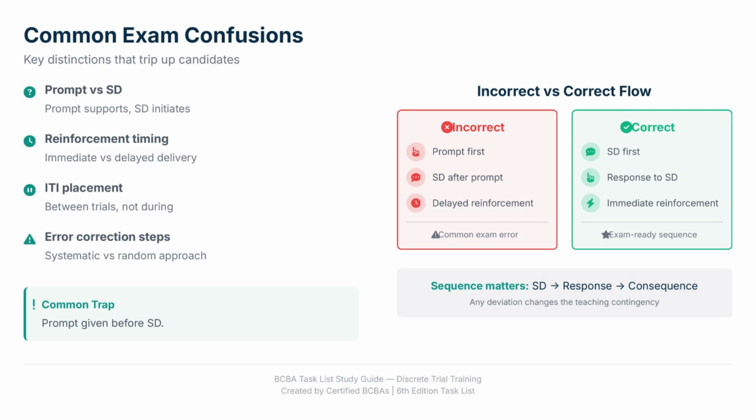This slide highlights the most common areas where students make mistakes. One major confusion is between the SD and a prompt. The SD initiates the response, while the prompt supports it. Another is reinforcement timing. Delayed reinforcement weakens learning. Students also often misplace the ITI or misunderstand error correction procedures.